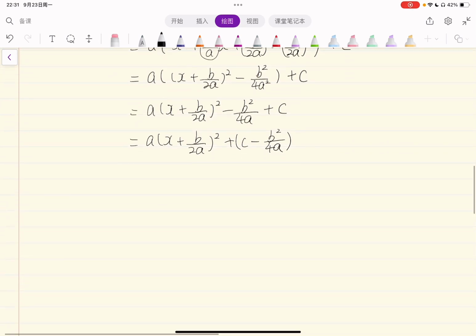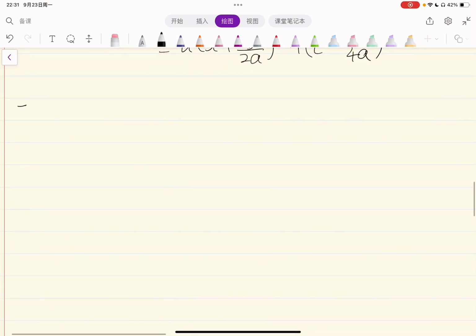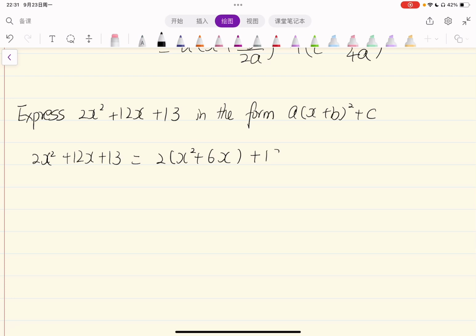Now let's move on to the question. Express 2x squared plus 12x plus 13 in the form a times x plus b, squared, plus c. So we write 2x squared plus 12x plus 13. Firstly, we need to take 2 out of the expression. That is 2 times the bracket x squared plus 6x, plus 13.